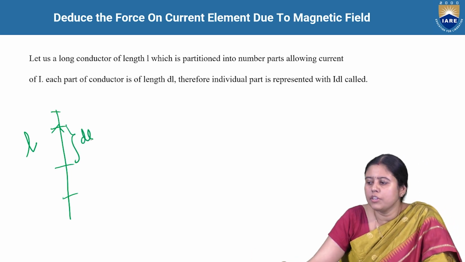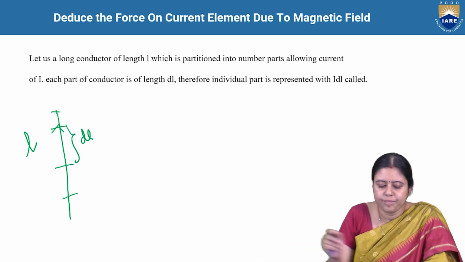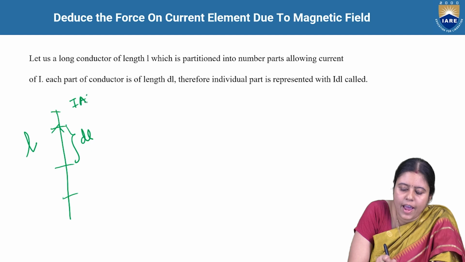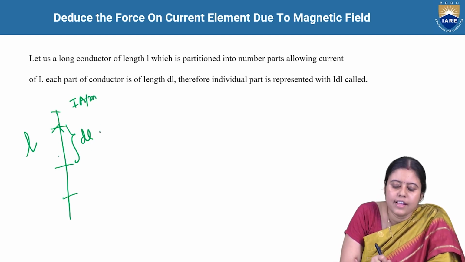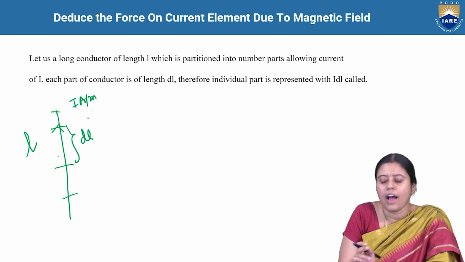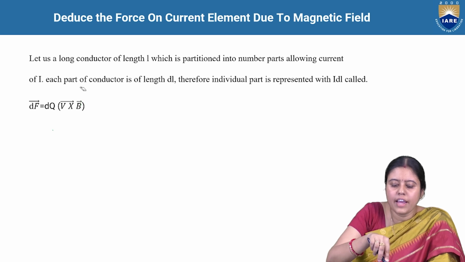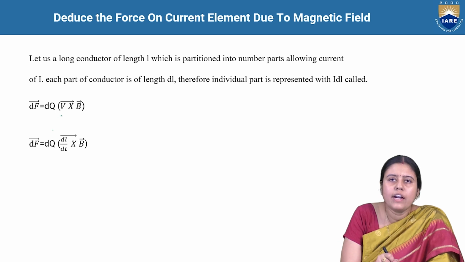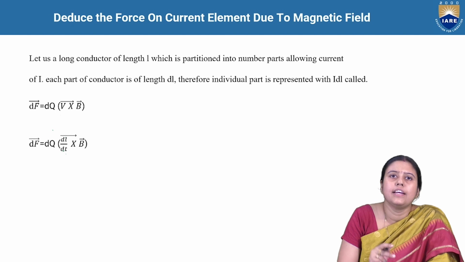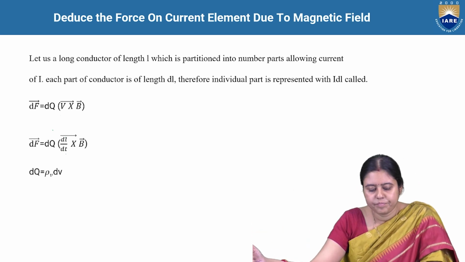And we are also taking the current through each length as I. What is the amount of current in this length? The current element is I dl. Now we know dF is equal to dq v cross B. What is velocity? Velocity is nothing but dl by dt, the displacement over the time.